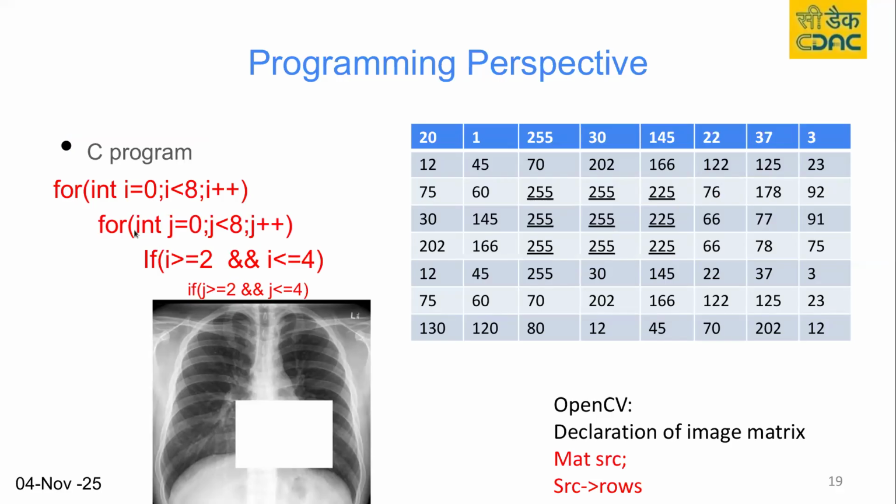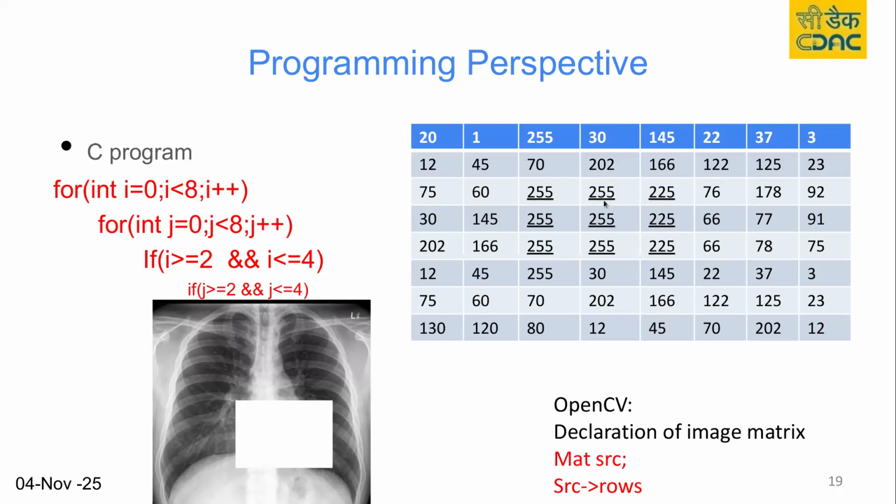So programmatically, if you look at it for this 8 cross 8 matrix, i values vary from 0 to 8, and j varies from 0 to 8. And if j is greater than 2 and i is less than or equal to 4, so the index is 0, 1, 2, 3, 4 for this matrix. So if i is greater than 2 and i is less than 4, and j is greater than 2 and j is less than 4, which means this set of boxes in the matrix, if I am making it 255, then this region will become 255 because 255 represents white pixels.